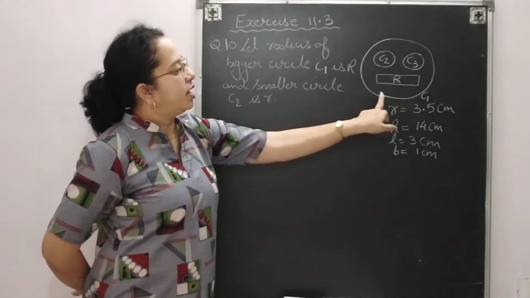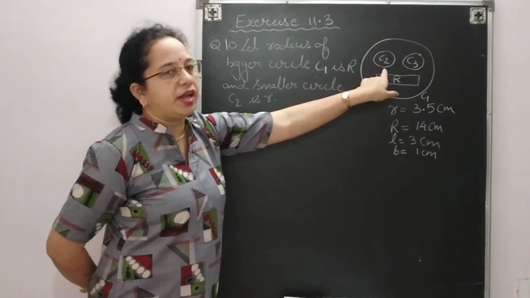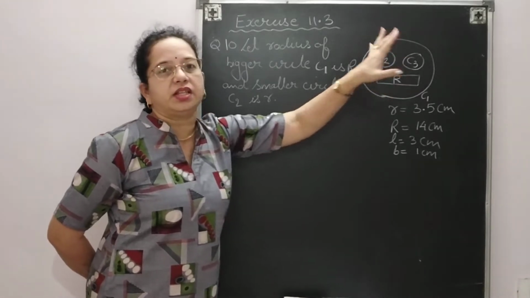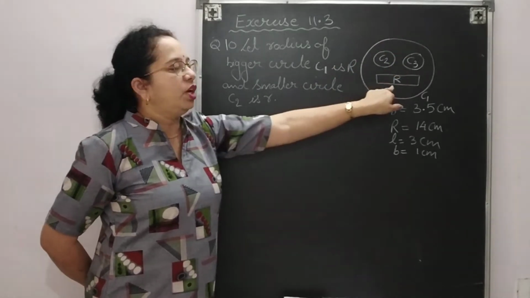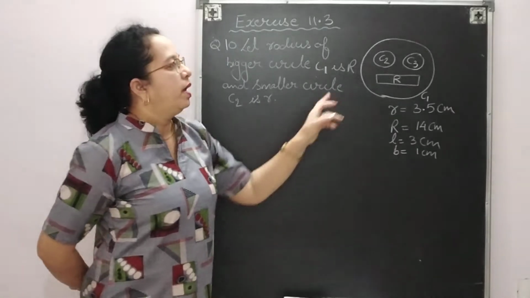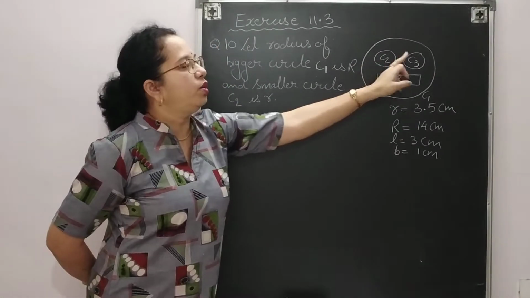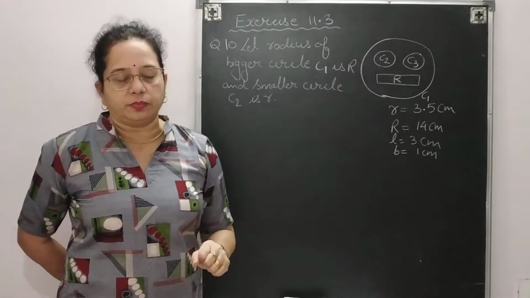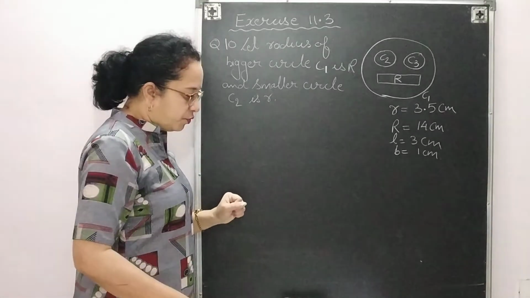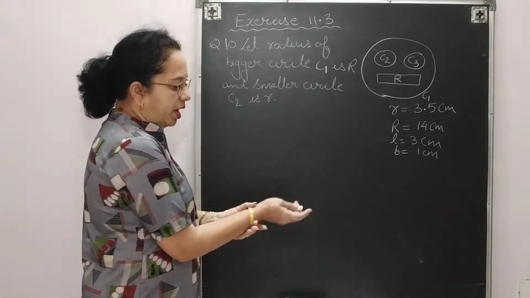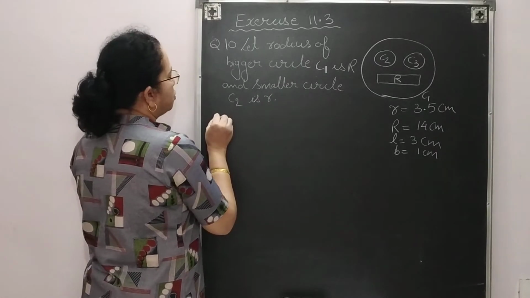So we need to find the area of C1, and the area of C2. C2 and C3, their areas will be the same. We need to find the area of the rectangle, and from the bigger area, we need to subtract these three areas. Okay, so let us start. The first thing we will find out is the area of C2 and C3, the smaller ones.